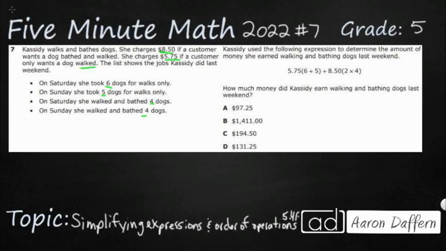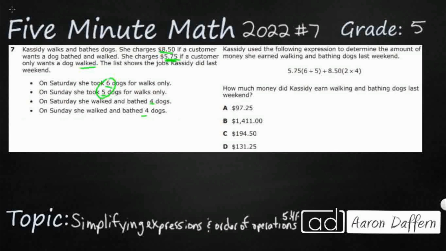All right. So she's going to use this following expression to determine the amount of money she earns walking and bathing dogs last weekend. Kudos to her for writing this expression. So where does this come from? Well, you get your $5.75. That's if a dog is just walked. And then she's going to multiply that by the 6 plus 5. Well, 6, that's this right here. So she's going to add how many dogs she only walks, 6 on Saturday, 5 on Sunday. Multiply that by the $5.75, that's the cost. And then that's half of it. The other half is going to be the $8.50.